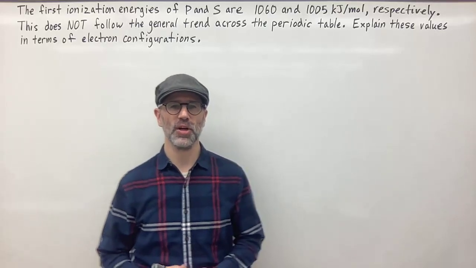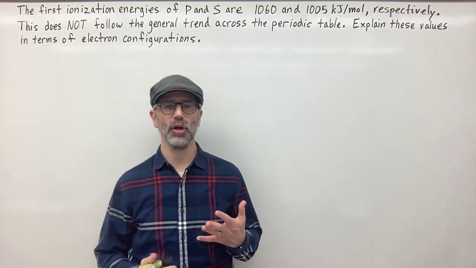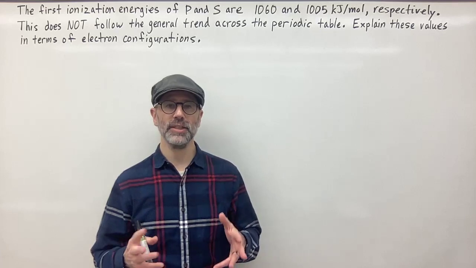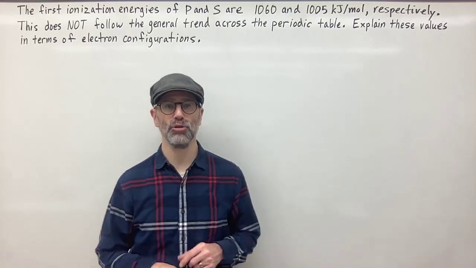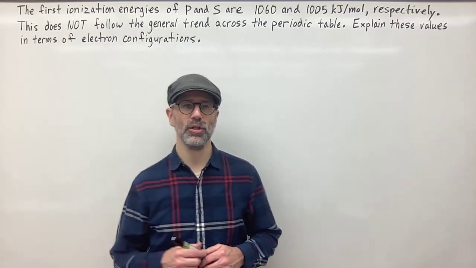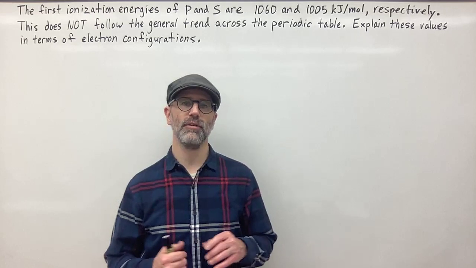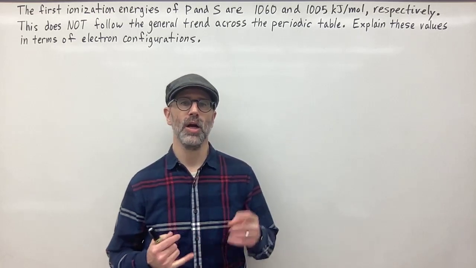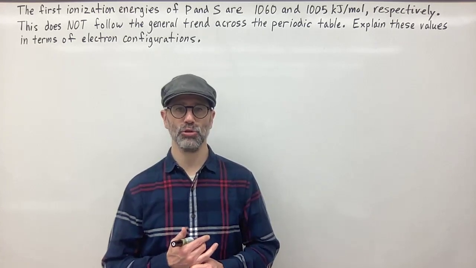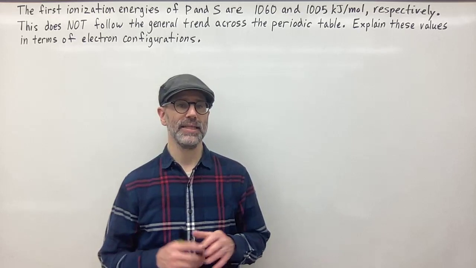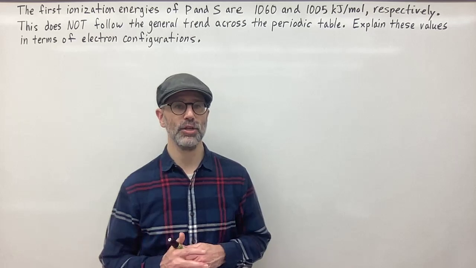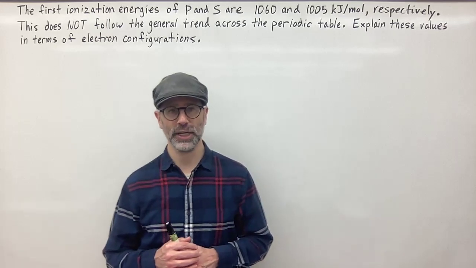My name is Mr. Cobalt, and in this video I'm going to be going over again trends in the ionization energies of different elements, and we're going to kind of explain exceptions to those trends a little bit. So let's get into this. So here in this problem we're told that the first ionization energies of phosphorus and sulfur are 1060 and 1005 kilojoules per mole, respectively. This does not follow the general trend across the periodic table. Explain these values in terms of electron configurations.